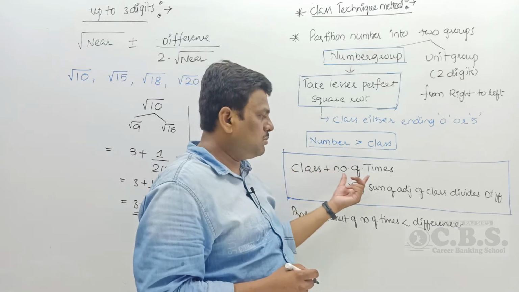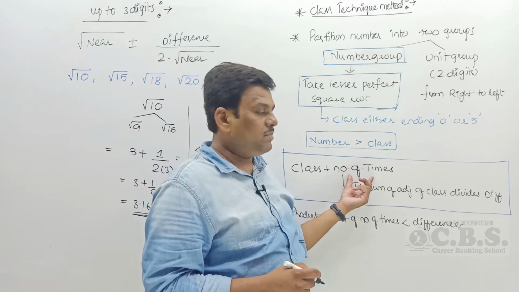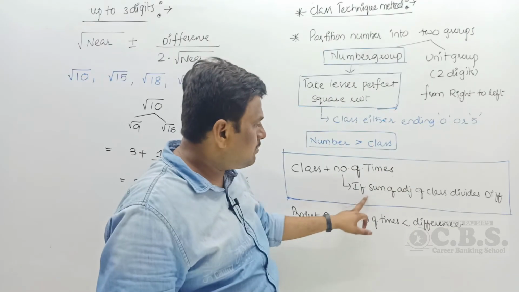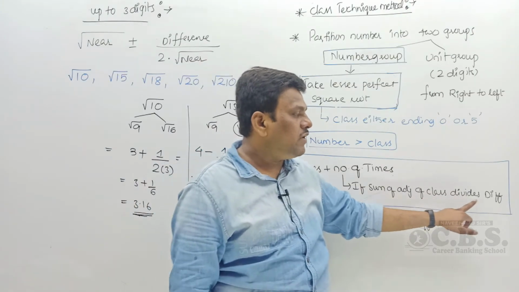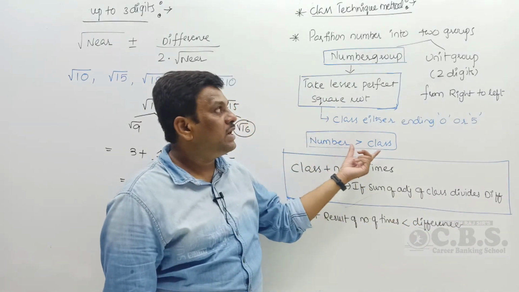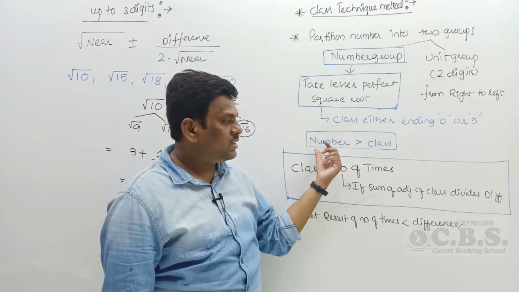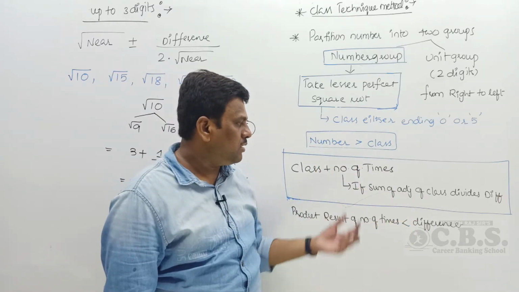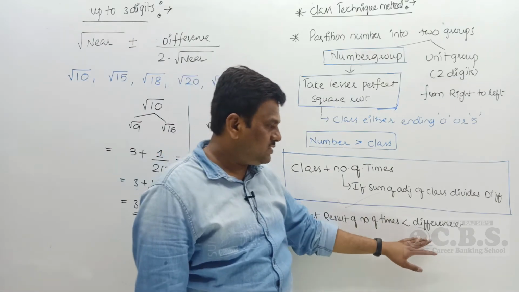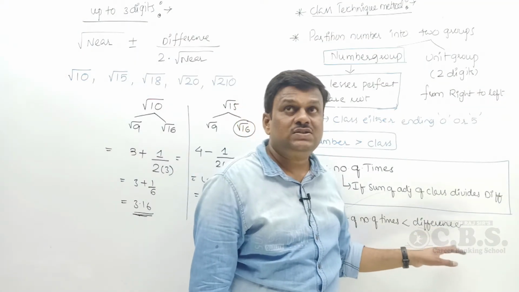Okay, class plus number of times. What is meant by number of times? It is the sum of the adjacent of the respective class divided into the difference. Okay, what difference? The difference of the number and the class. So that is the number of times. So remember, here the product result of the number of times must be less than the difference. We literally discussed this in a group.